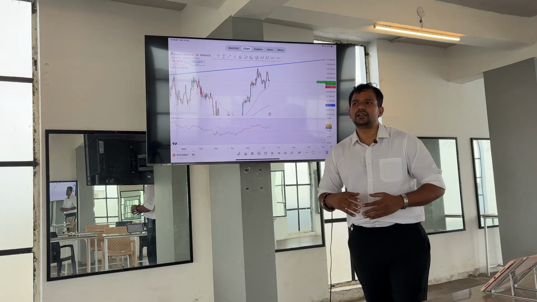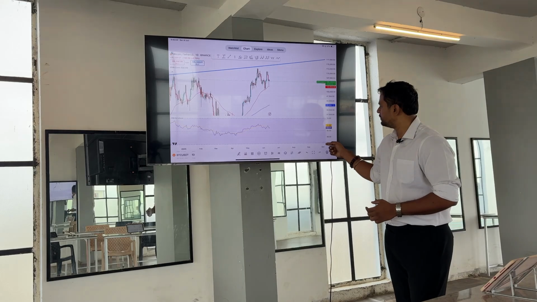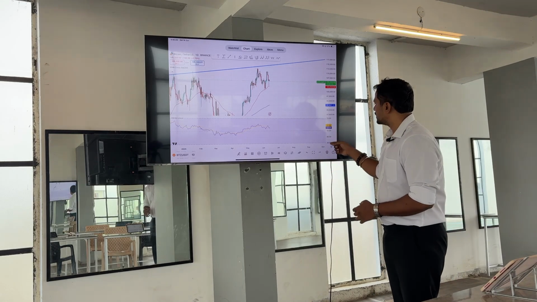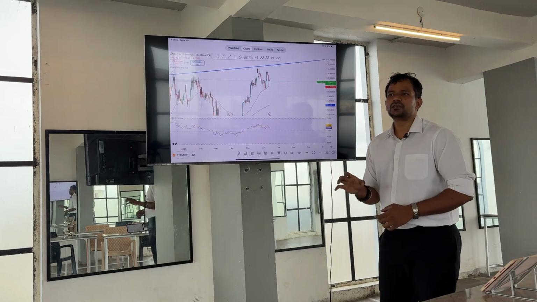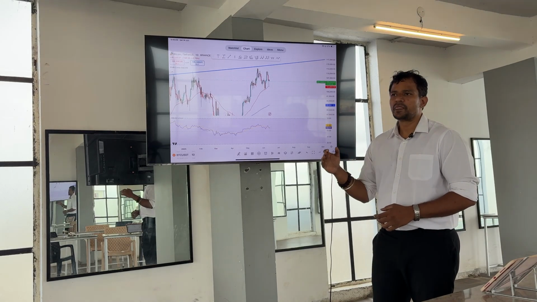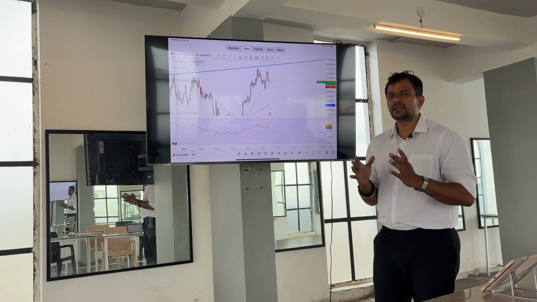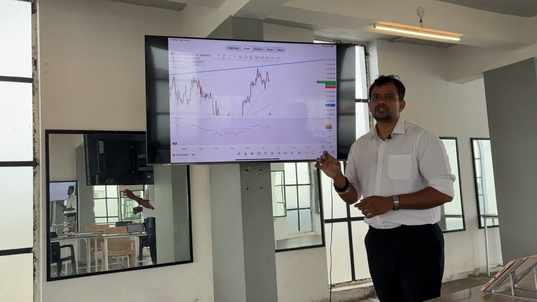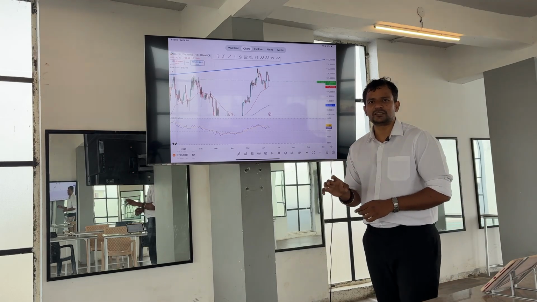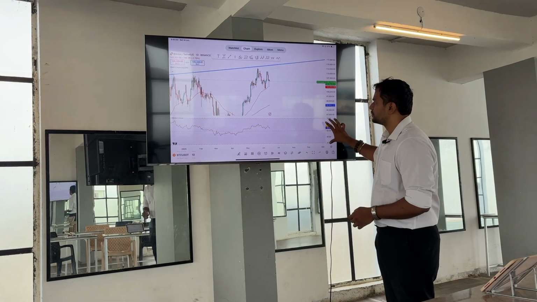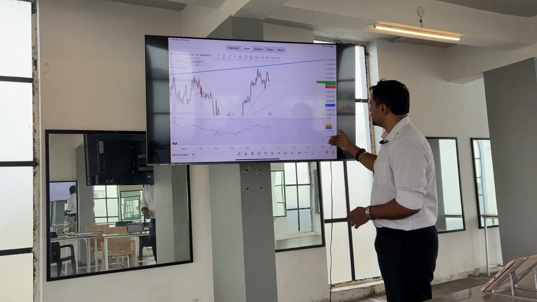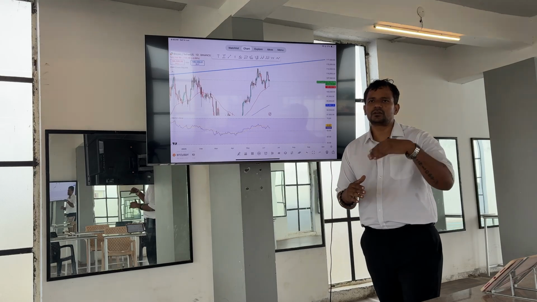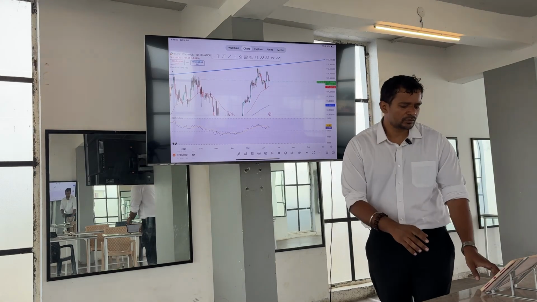RSI, the relative strength index, always comes between 0 and 100. This is the scale that we see RSI in. But most of the time, at least 90% of the time, the market does not go above 70 or below 30. The market always maintains a level between 30 and 70. This is the medium space in which the market spends most of its time. So we can consider 30 and 70 as the indexes, and in between 30 and 70 the market keeps flipping up. This is what we understood.